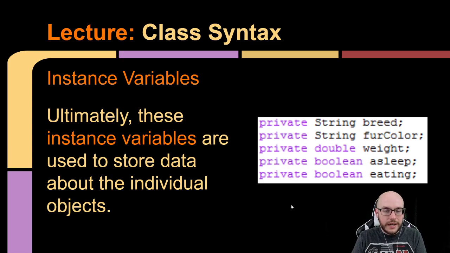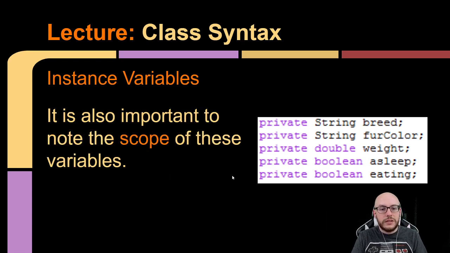What's different is they have an access modifier. Ultimately, these instance variables are used to store data about the individual objects. It's also important to note the scope of these variables. We saw a snippet earlier of a class.